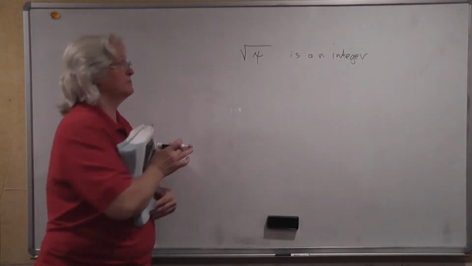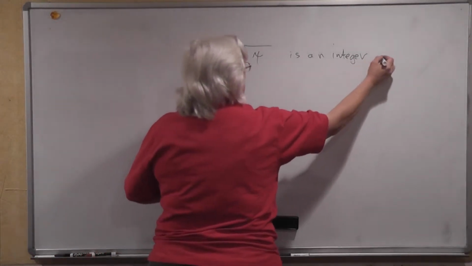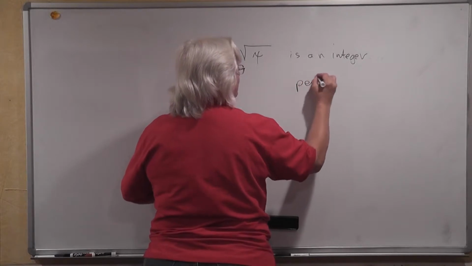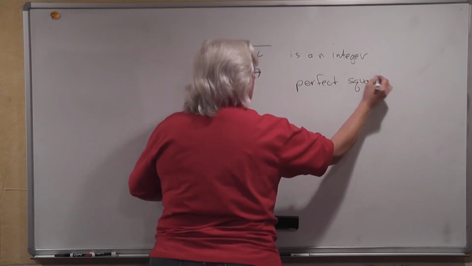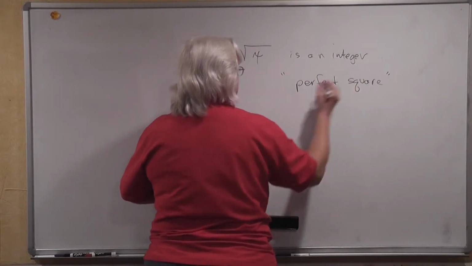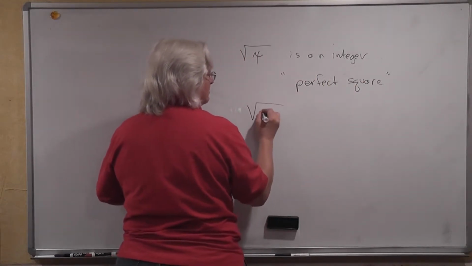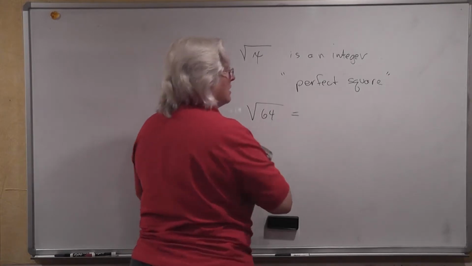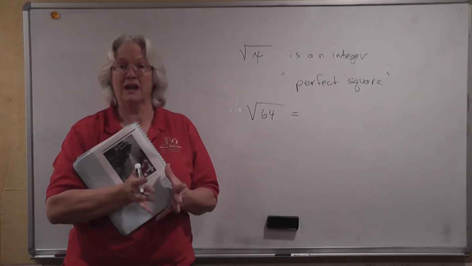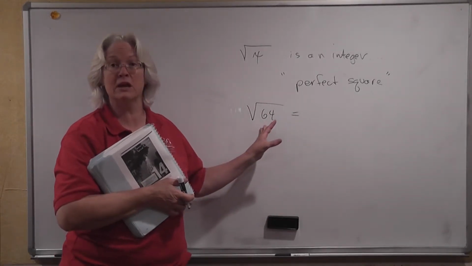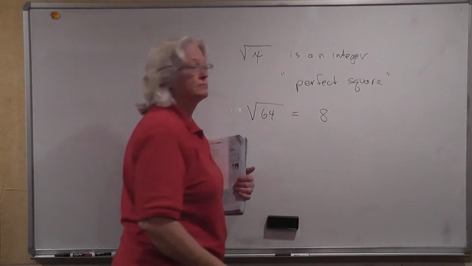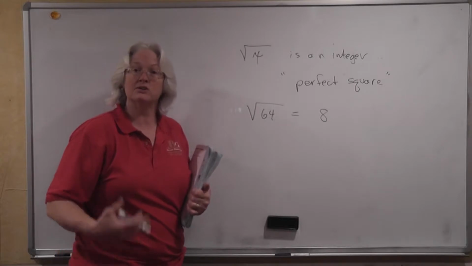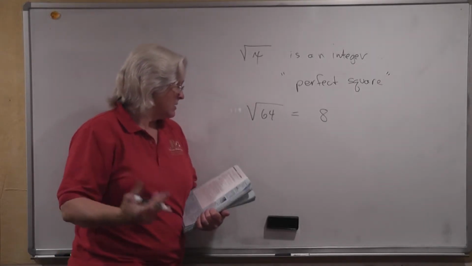If it's an integer, it's what we call a perfect square. What that means is if you have a number underneath the radical sign that you can actually say, oh, I know that 8 times 8 is 64. This is what they call a perfect square. And it's a rational number.